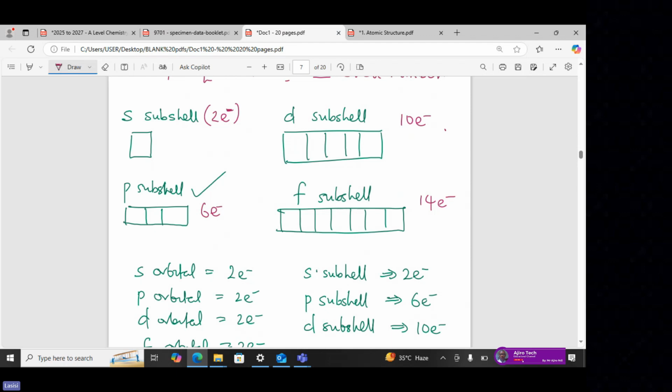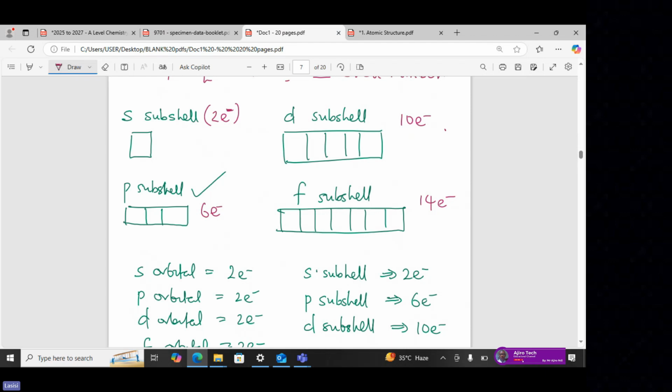Now, some subshells contain 1 orbital, some contain more than 1 orbital. S subshell contains only 1 orbital, so S orbital can hold 2 electrons, and S subshell can also hold 2 electrons. P subshell contains 3 orbitals, each of which can hold 2 electrons. Therefore, P subshell can hold 6 electrons altogether. D subshell has 5 orbitals, therefore 10 electrons altogether. F subshell has 7 orbitals, therefore 14 electrons together.